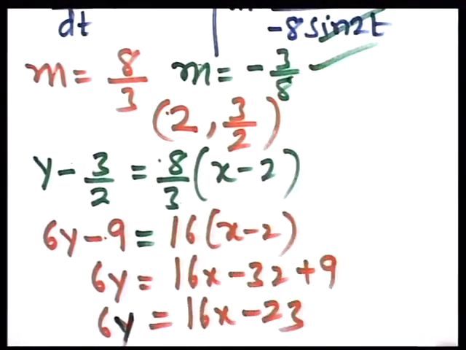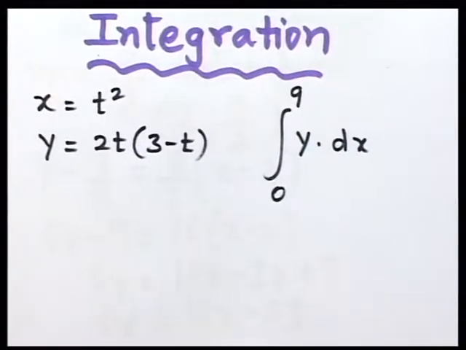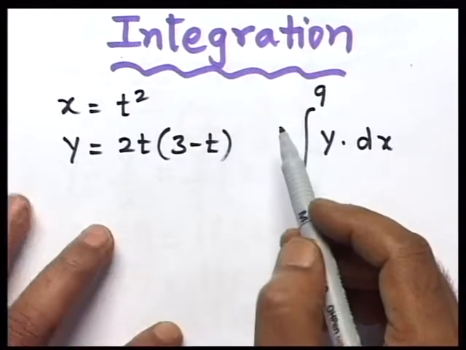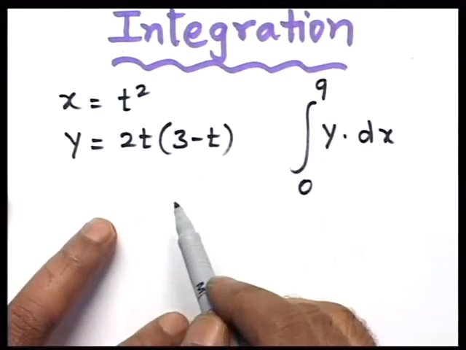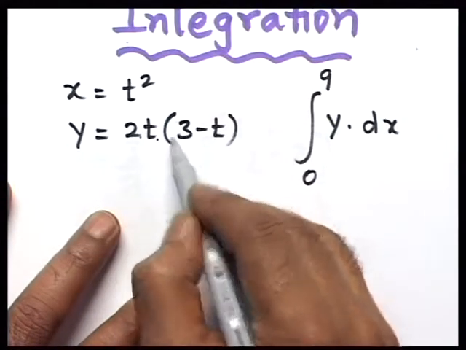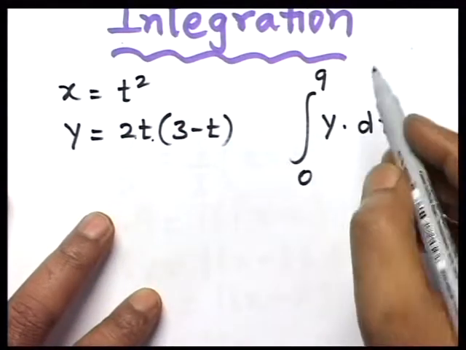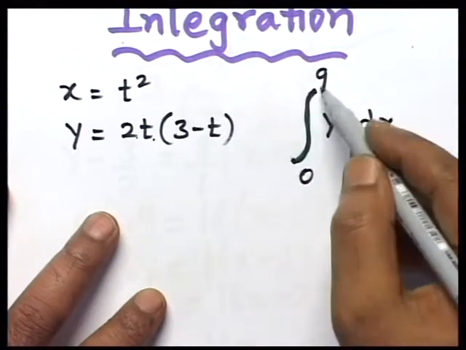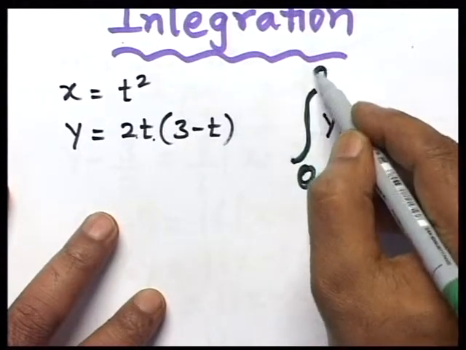Now we are looking at the integration, how to find the area under the curves. Okay, that's question number 1 we have here. That's the integration part. Now if we do this, we are through with parametric equations. Integration: I got x equals t squared, y equals 2t bracket 3 minus t, done. They want us to integrate y dx, definite integral, limits 0 and 9.